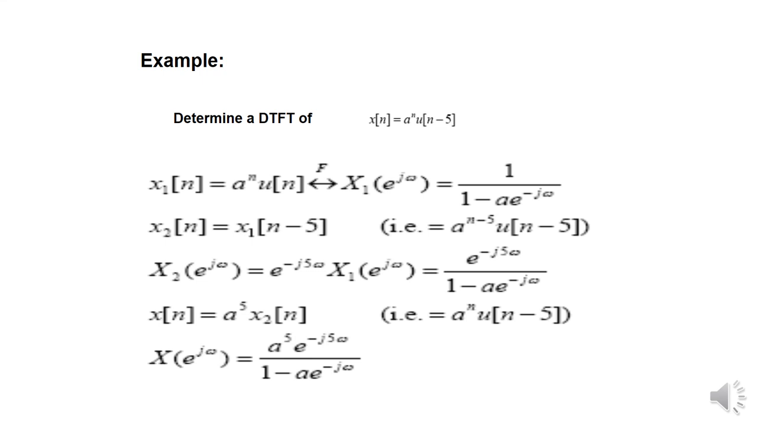Another one. In this example, x1n is equal to a to the power n u n. Then we have X1 e to the j omega, which is 1 over 1 minus a e to the minus j omega, because it is from the previous result that we have proven. But here, what we can do is look at x2n. What is x2n? x2n is x1 of n minus 5.